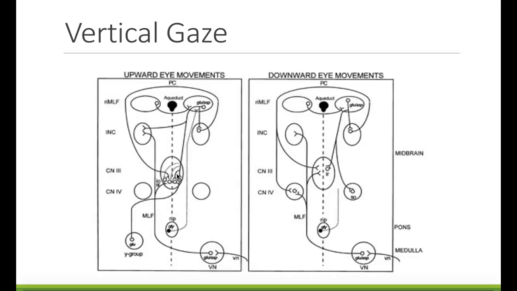So the main thing to draw out of this is that both the rostral interstitial nucleus of the medial longitudinal fasciculus and the interstitial nucleus of Cajal are both instrumental in this pathway.